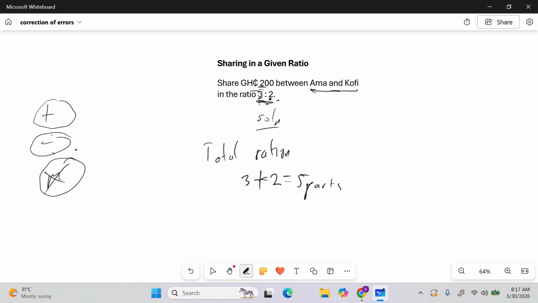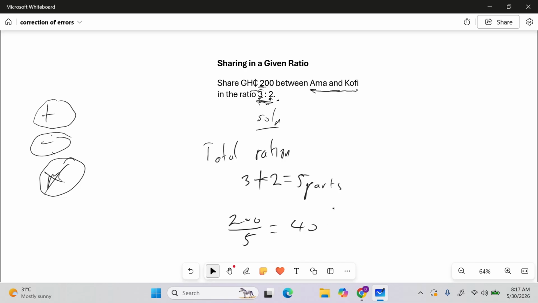Then we move to division. How are you going to do the division? Division means that we are going to divide the 200 Ghana cedis by 5. So 200 Ghana cedis divided by 5 is going to give us 40 cedis. And what does it mean? This 40 cedis is called 1 part. Let me explain the meaning of 1 part to you guys.